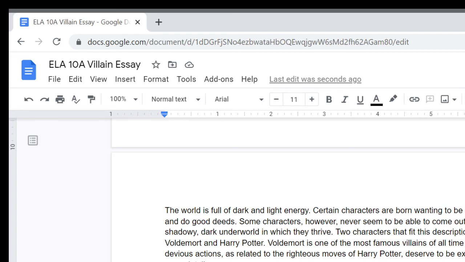Voldemort is one of the most famous villains of all time, and his devious actions as related to the righteous moves of Harry Potter deserve to be examined in more detail. So in this case, I don't even really need to add a transition sentence into my next paragraph because I've included it as part of my thesis.